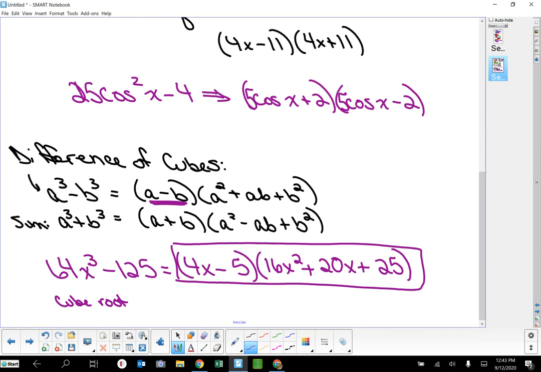And if you were in my Algebra 2 class, I would make you FOIL all that back out again and see everything that's going to disappear. And you do end up getting these two terms back. It's a whole bunch of things that disappear out of those. So that's how you do that.